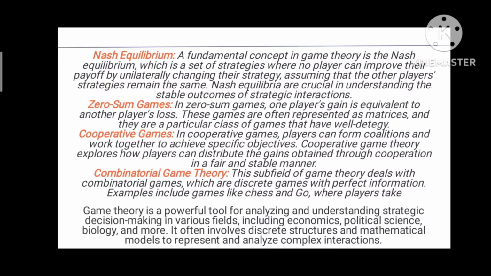If a person wins, then the other person should lose. If one person loses, then the other person should win. That's called the rules of this combinatorial game theory. And the payoff should be for two players. That's the rules of the combinatorial game theory.